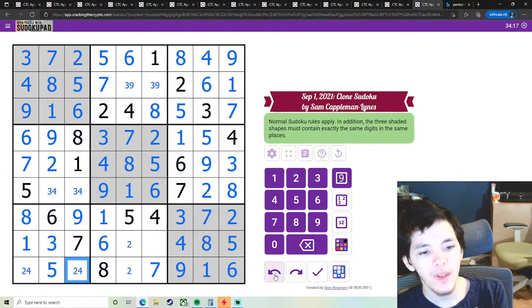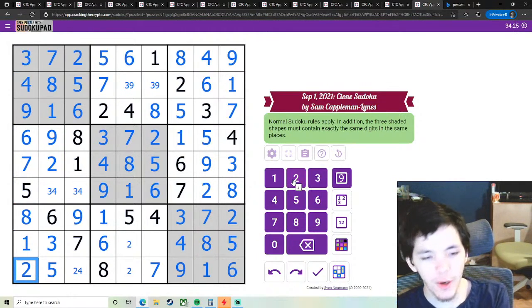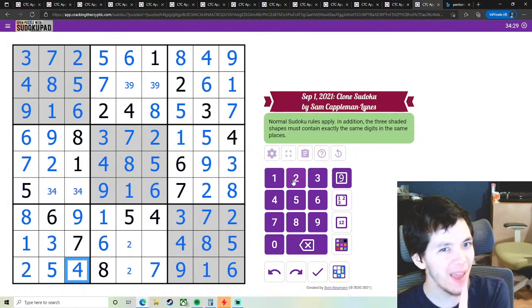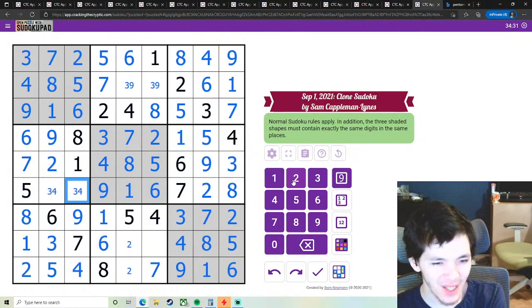So, rather than me going over here and being like, oh yeah, that's a 4, I could have also gone over here and been like, oh yeah, that's a 2. So I just want to throw that out there just to show this is not the one way to solve the puzzle, of course.